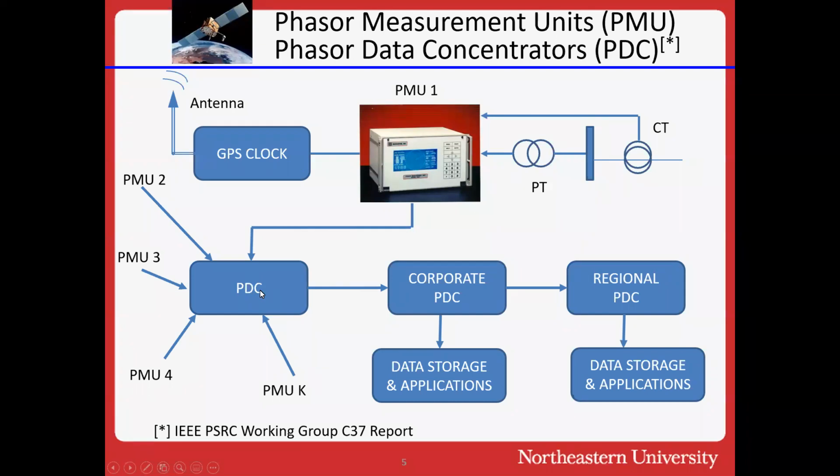And of course, this data concentrator also receives data from other PMUs, as shown here. Since these are all time-stamped data, PDCs can align them in time and that way provide a nicely synchronized set of measurements to whoever needs them. It could go into a corporate PDC, it could go to a regional PDC, it could be used as a backup, it could be used in offline or online applications. So in a nutshell, this is the hierarchy, the architecture we are looking at.